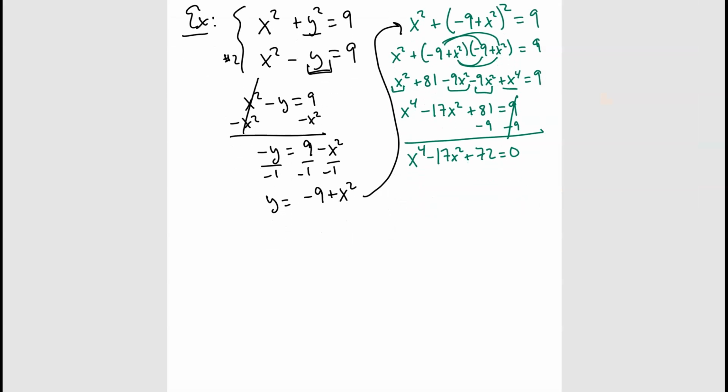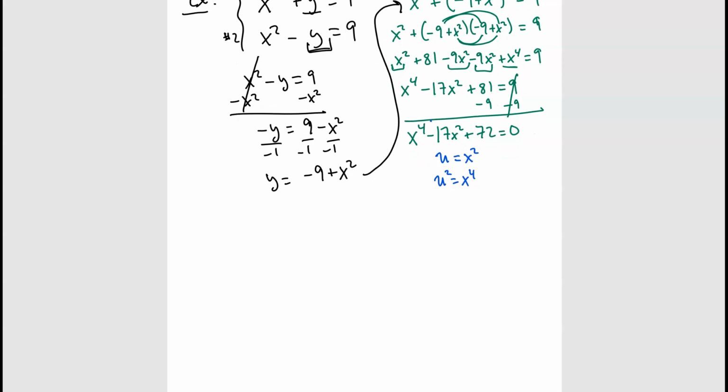Well, this looks a lot like the u substitution. So you can actually either factor it immediately if you want to, or you can use a u substitution. Let u equal x squared and u squared equal x to the fourth power, because this is double what that is. So this is going to be u squared minus 17u plus 72 equals 0, by just using the u substitution.